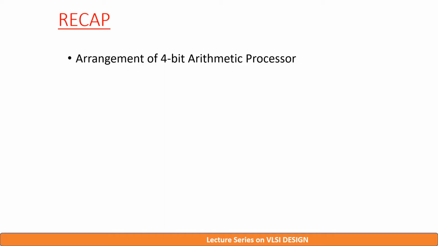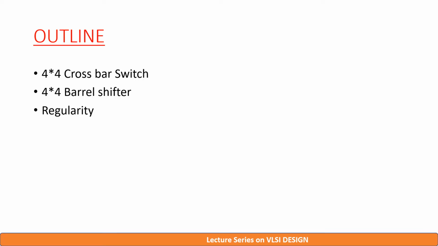So in the previous lecture, we studied the arrangement of a 4-bit arithmetic processor. In this lecture, we will be discussing the 4x4 crossbar switch, the limitations of the crossbar switch and how they are overcome using a 4x4 barrel shifter, and then we will understand what regularity is.